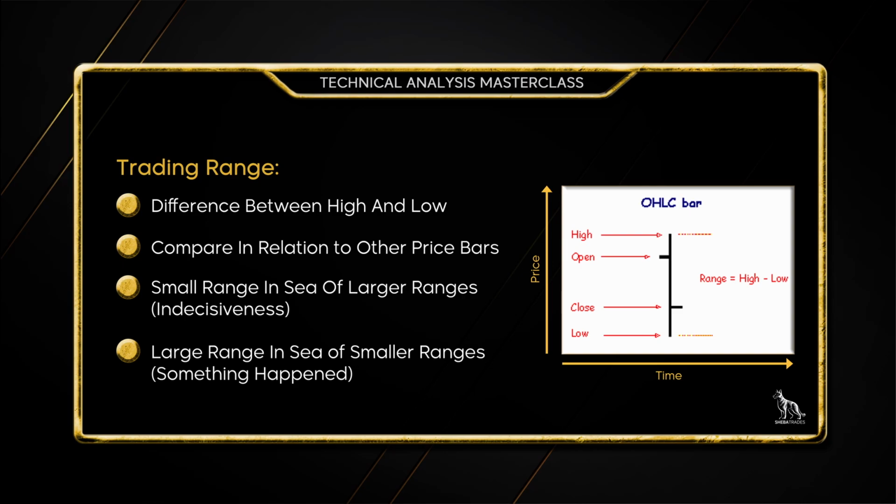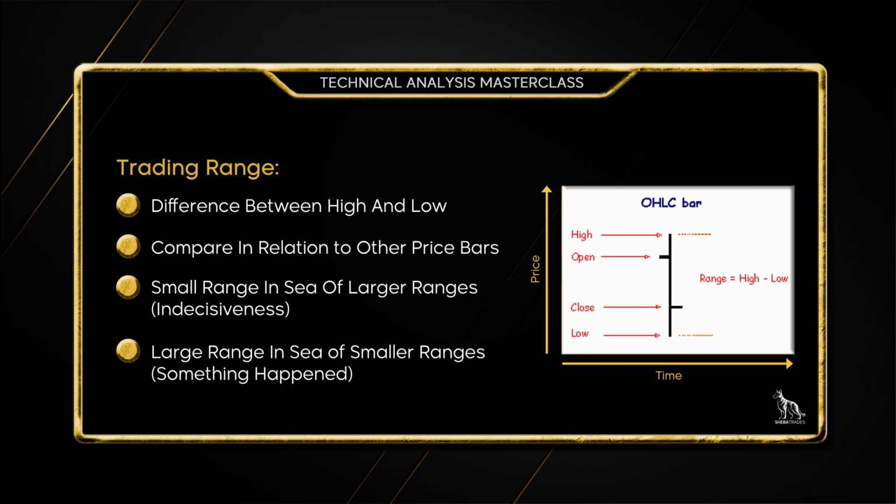And you can start seeing that if there's a small range in a sea of larger ranges, then there might be some indecisiveness happening. They're trying to figure out, do we go higher? Do we go lower? Looking at that trading range. Same thing if the range is large in a sea of smaller ranges. So there's characteristics that are changing.